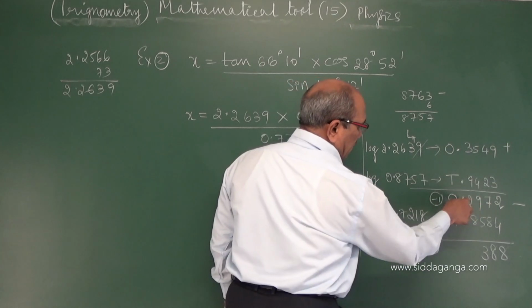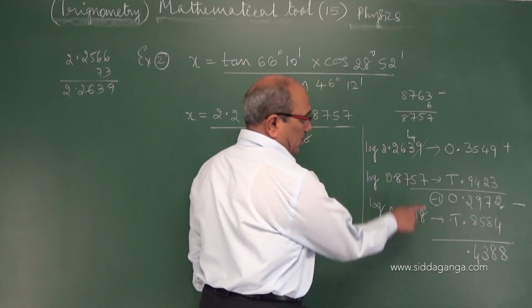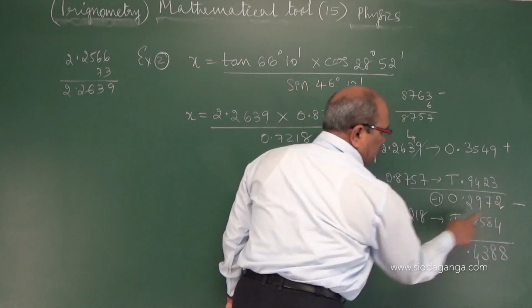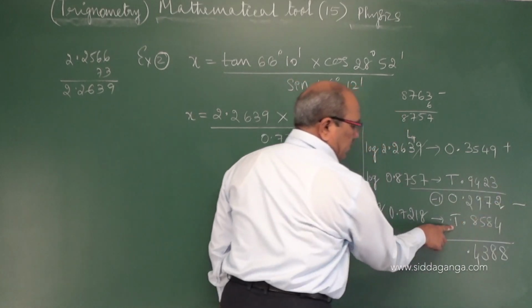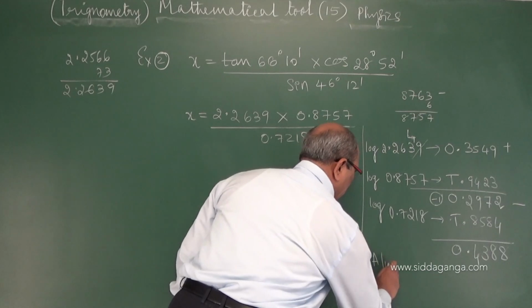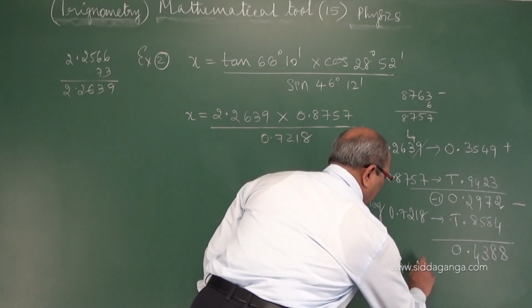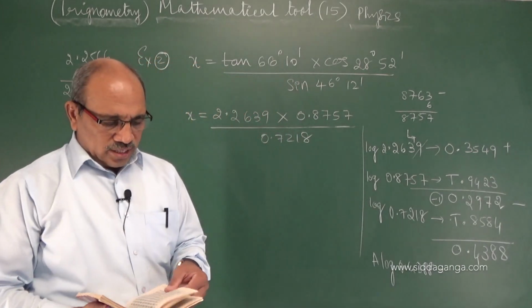Minus 1. We carried in 12. 12 minus 8 is 4. Here already minus 1. This is minus of minus is plus 1. See, minus of minus is plus 1. Plus 1 minus 1 become 0. Then anti-log of 0.4388. You have to go for the anti-log part.